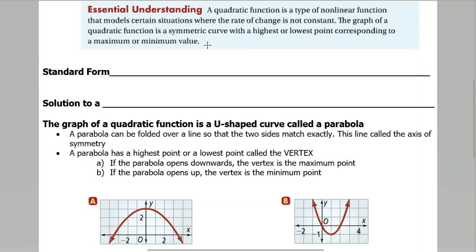Today we're going to learn about quadratics and how to factor to solve them.